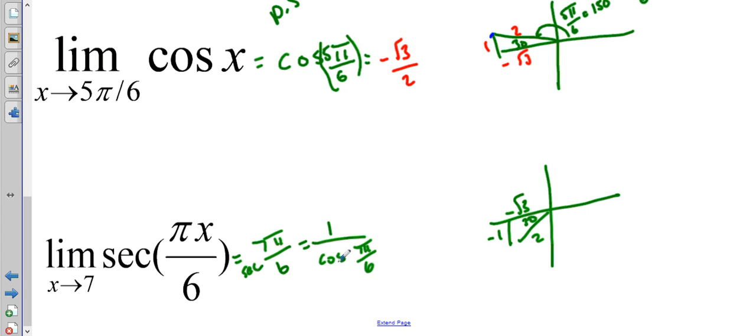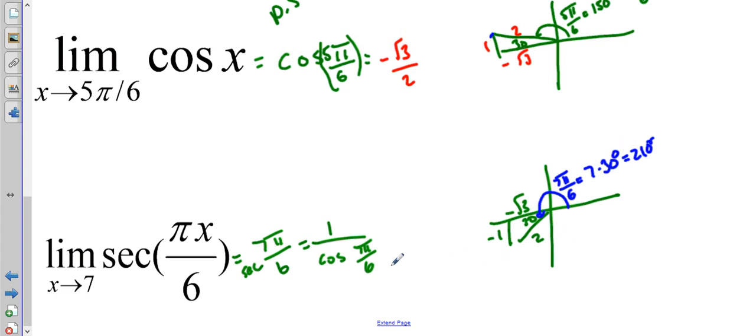This, just so you know, is 7 pi over 6. This whole angle right there is 7 pi over 6, which is the same thing as 7 times 30 degrees, which is the same thing as 210 degrees, if you want to follow along at home. And that's the degree right there.